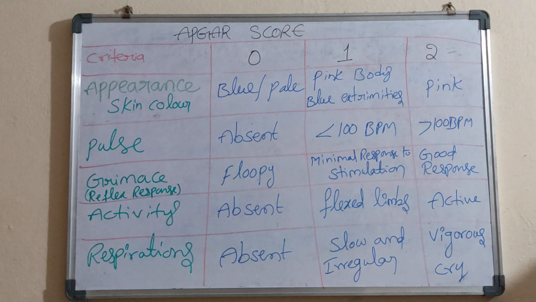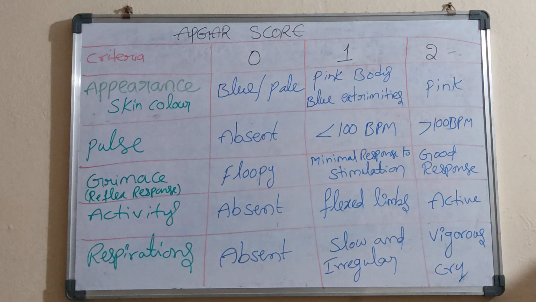And the second criterion is to check the pulse rate. Under 0 I wrote absent. Under 1, less than 100 beats per minute. Under 2, more than 100 beats per minute. In these 3 columns, consider the same baby. We already checked the skin color first. Maybe the baby's color is pink, so you give score 2. And for the second criterion, if the baby's pulse rate is less than 100 beats per minute, it falls under 1, so you need to give score 1.